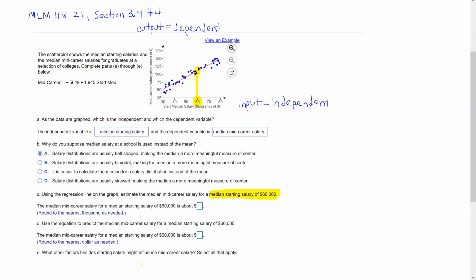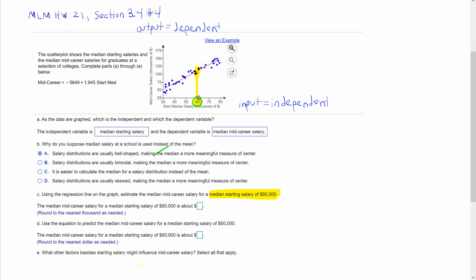That's that red line. So I can see that there's definitely a positive trend in this data. As starting salaries increase for those colleges, the median mid-career salary also increased. And those dots are pretty tightly packed around a line. So it's a pretty strong trend. It's a positive trend because it's going up. So that red regression line, think about it as kind of like the average.